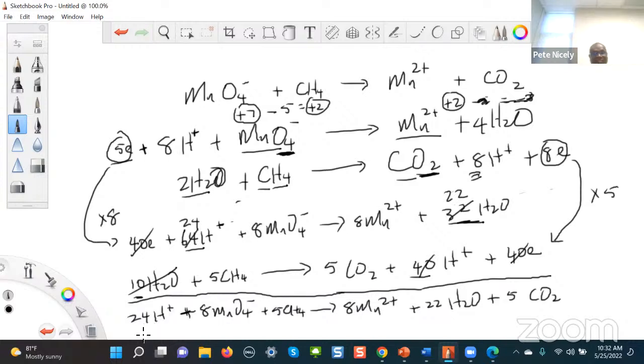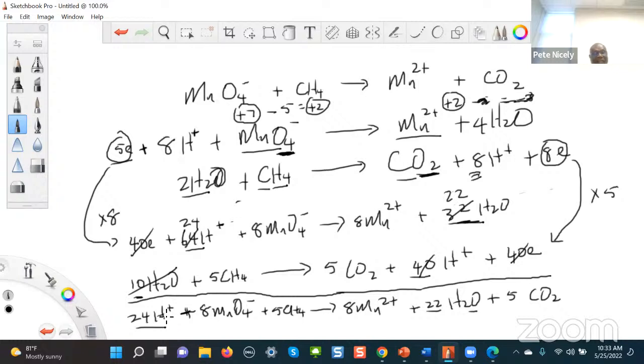Let's start off with the hydrogens. We have 24 hydrogens here, plus 5 fours, 20. So that's 24 plus 20, that's 44 hydrogens, right? And over here, we have 22 times 2, 44 hydrogens. We have 8 manganese here, 8 manganese. So that's okay. As far as the oxygens are concerned, we have 8 times 4, that's 32 oxygens. And here we have 22 plus 5 times 2, 10. So 10 plus 22, 32 oxygens. So the oxygens are okay. And then now, not the hydrogens, the charges, my bad.